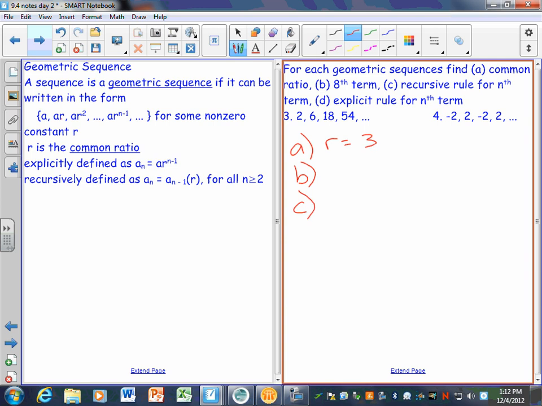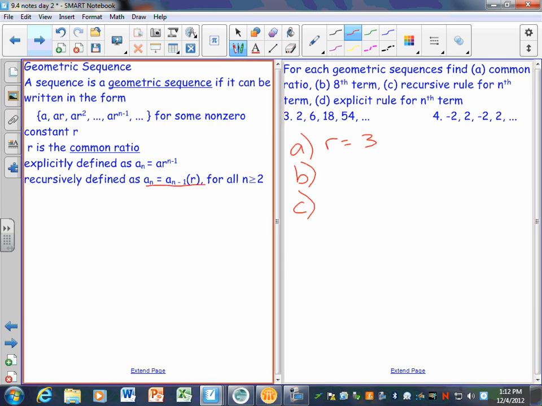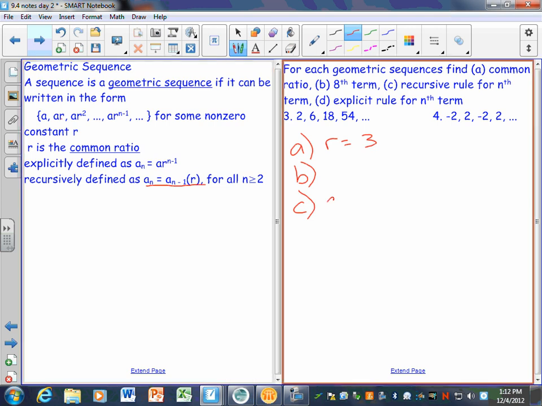Part C, I'm just going to use this formula. And all I'm replacing is R. Because A sub n is going to stay as A sub n. A sub n minus 1 is always going to stay in that recursive sequence. It means use the one before it. So this would be A sub n minus 1 times R, which happens to be 3. I'm going to erase that little dot.